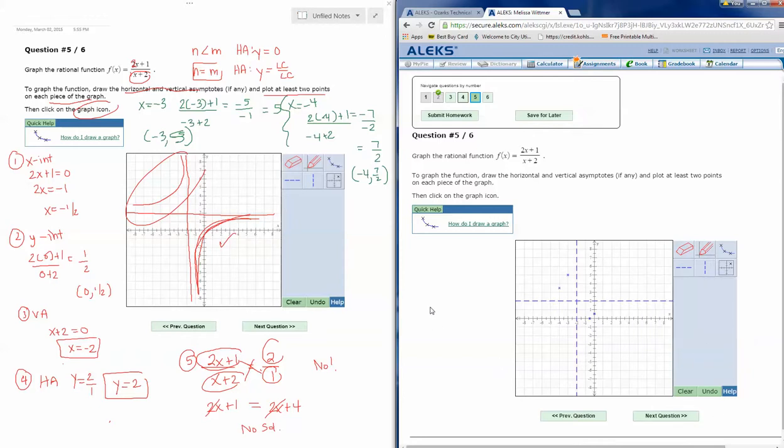So I've set up everything I need for my graph. I have the asymptotes. I have 2 points for each curve. So now if I just hit my graph icon, which is this curve icon with the 3 dots on it, that should graph for me.